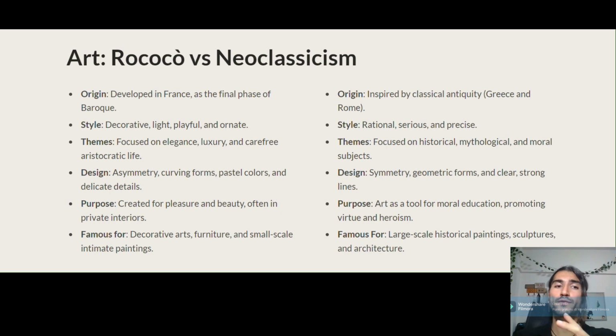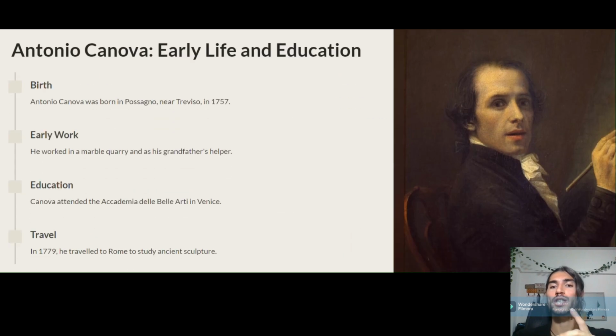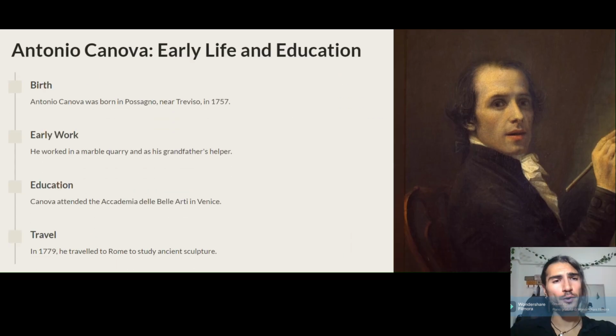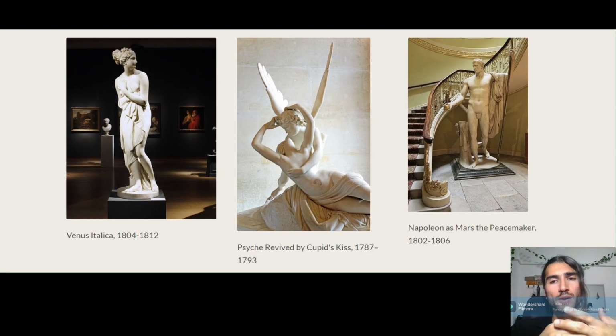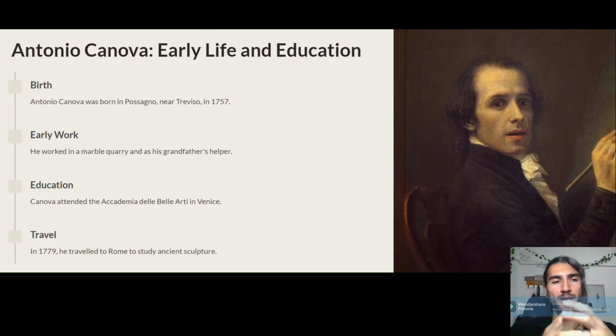Two of the most famous neoclassical artists were the sculptor Antonio Canova and the painter Jacques-Louis David. Antonio Canova was one of the most famous sculptors of the neoclassical movement. He was born in Possagno, near Treviso, in 1757, and his early life was full of challenges. His father passed away when he was young, and when his mother remarried and moved away, he was raised by his grandfather Pasino, a skilled stonemason. It was his grandfather who taught Canova the basics of sculpture.